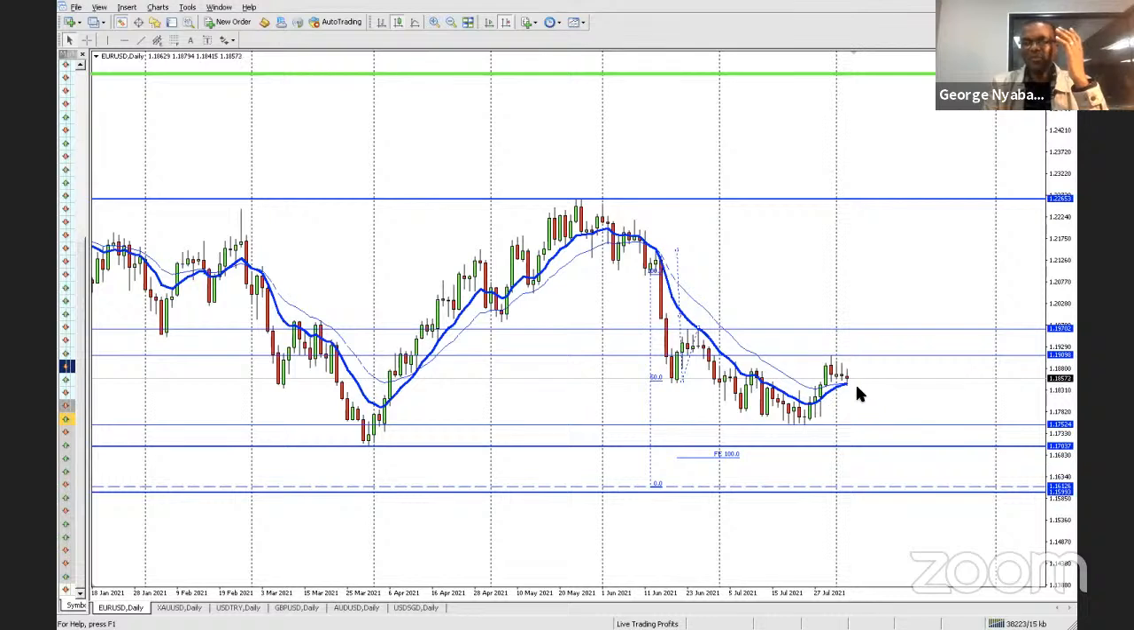bias, you kind of say, okay, so the market is giving me information as far as this currency pair is concerned, that there are magnets down here that can pull the market. So if I see a setup here, I can trade it.